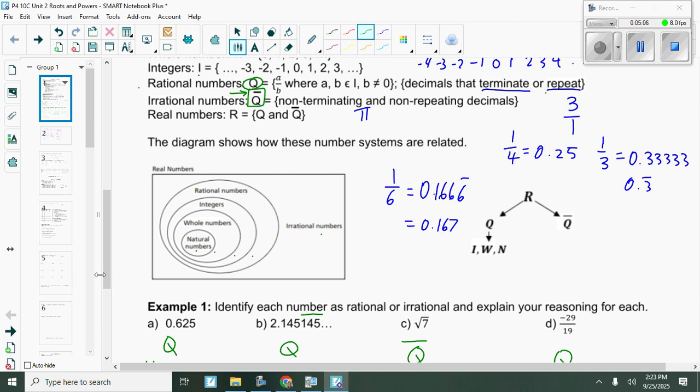Now, in yesterday's homework, there were some questions that asked you to identify if it was rational or irrational. And we got to learn our calculators a little bit because it was starting to throw a square root symbol, but it had a 4 in front of it.